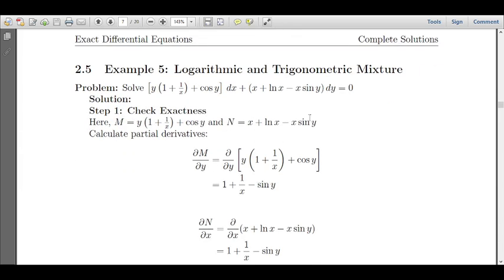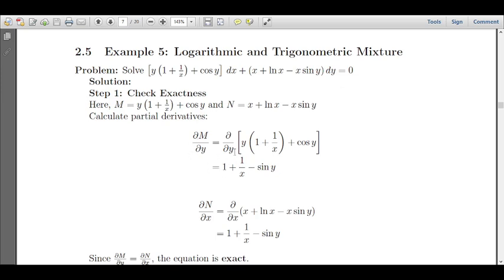Now logarithmic and trigonometric mixture. Solve the differential equation y into 1 plus 1 by x plus cos y into dx plus x plus log x minus x sin y into dy equal to 0. First check the condition for exactness. M is this coefficient and n equal to coefficient of dy.